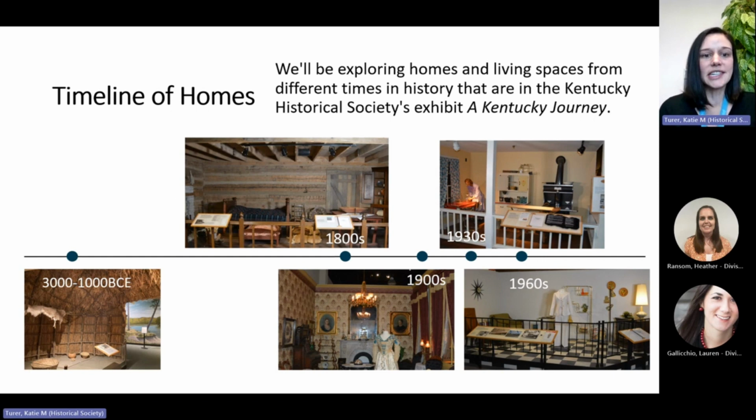So I just wanted to give you an overview of the 5 spaces that we'll be looking at today. Like I said, these are all throughout A Kentucky Journey, and we'll start with Native people and the houses that they lived in this area. We'll move on to a log cabin. There's also a Victorian parlor and a rural kitchen, a farm kitchen in the 1930s, and then a little bit more modern, a 1960s living room.